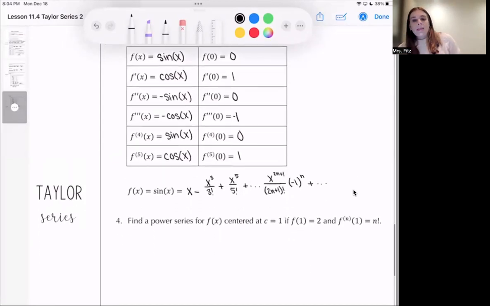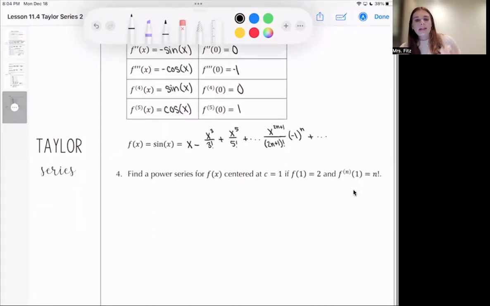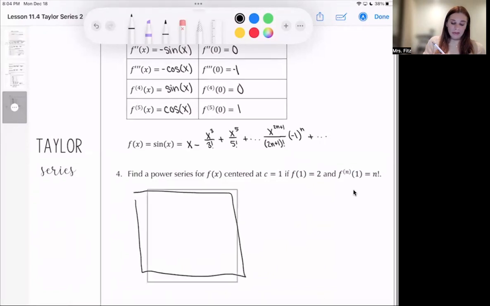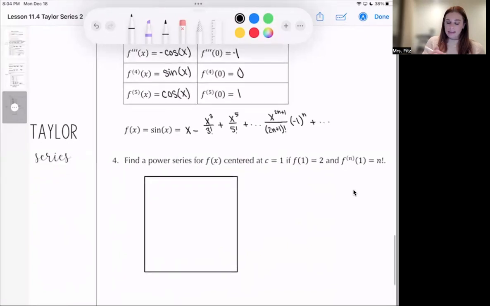Okay, number 4. It says, find a power series for f of x centered at c equals 1 if f of 1 equals 2, and the nth derivative of 1 is n factorial. Okay, so what we want to do is set up a table with different values of n.